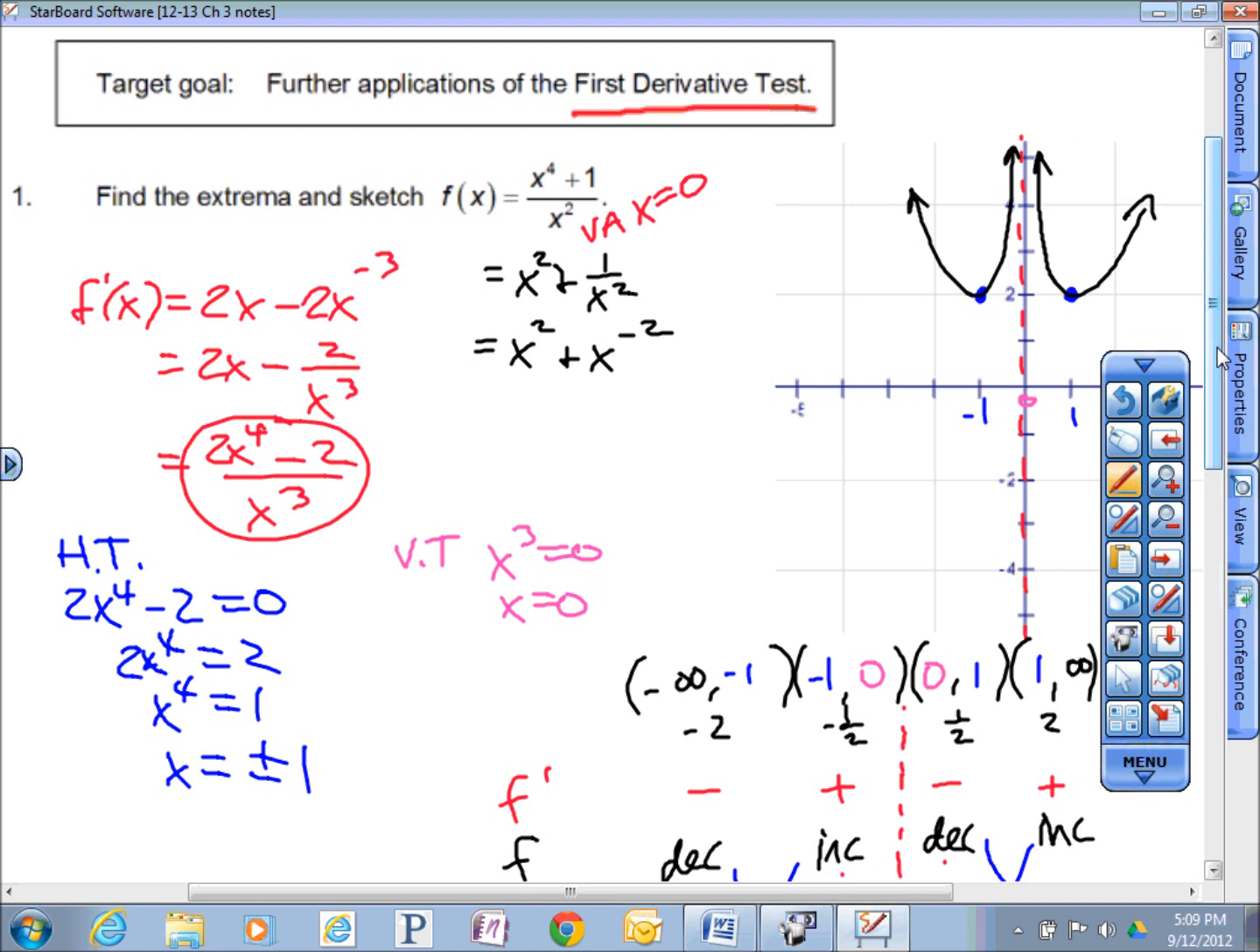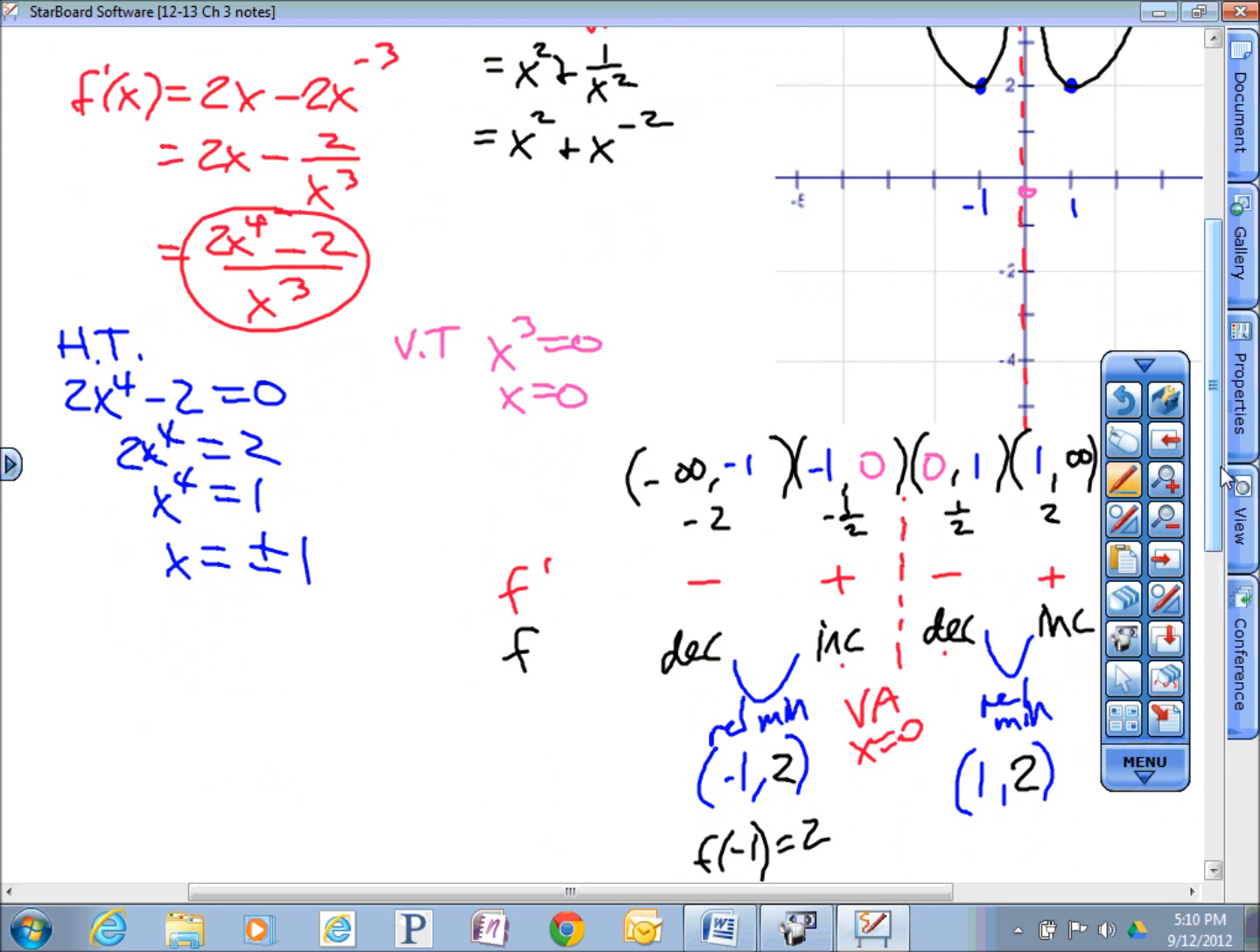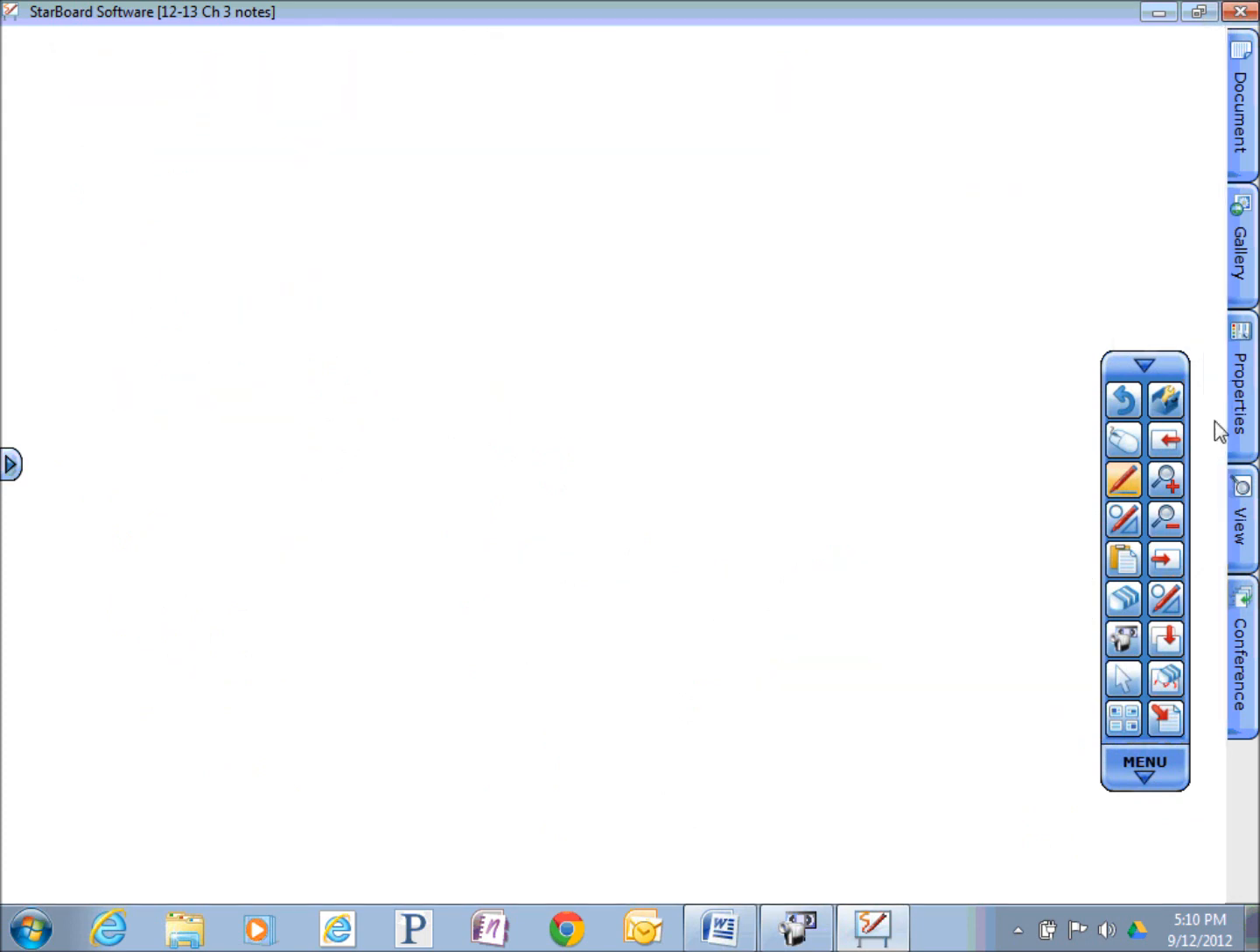What's happening outside -1 and 1, I don't know, but I know those values have to be higher than y values of 2, because those were discovered by this information we found in this chart to be relative minimums.